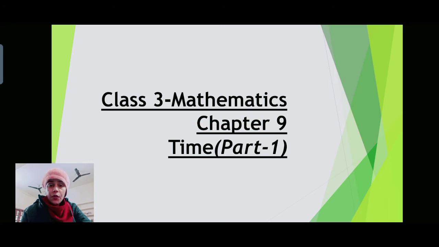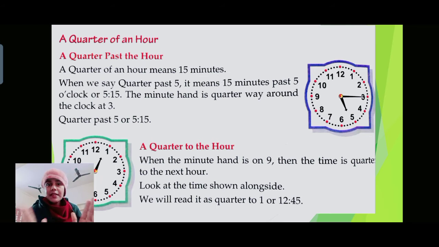So basically, what was the concept? The concept is very simple, very easy. When the minute hand is on 3, just remember that it is showing 15 minutes, right? And if it is showing 15 minutes, then we can read it as quarter past. If the hour hand is on 5, it will become quarter past 5. If it is on 6, it will become quarter past 6. If it is on 3, it will become quarter past 3. Understood children? So minute hand on 3 means quarter past.